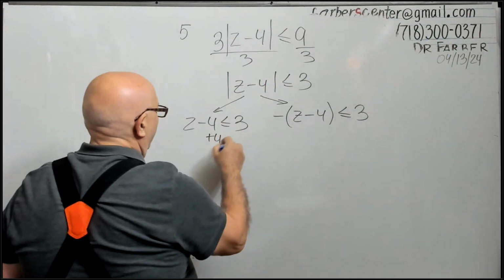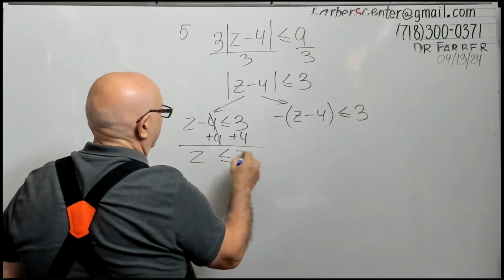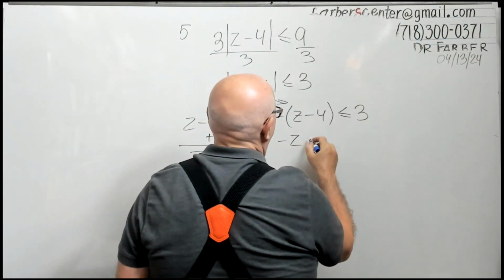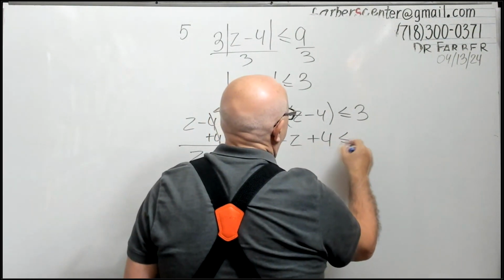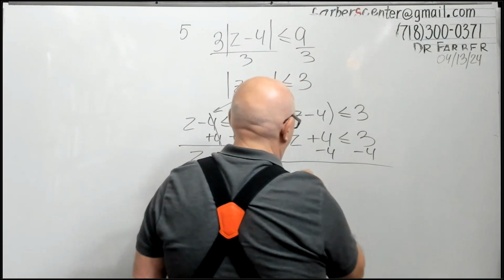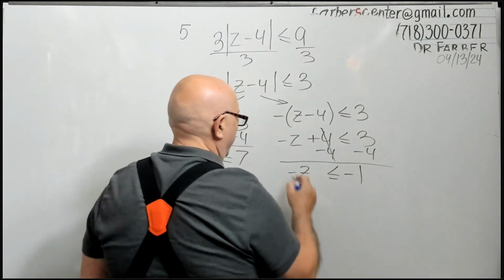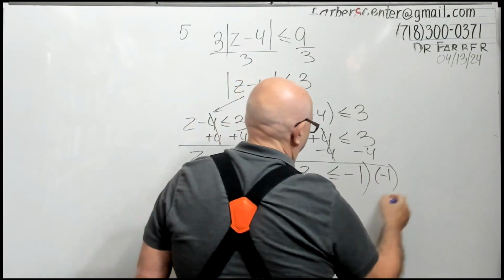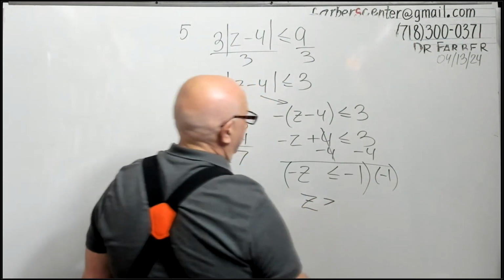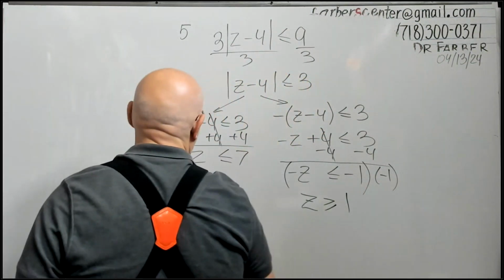Now plus 4 and plus 4, and you get z less or equal to 7. And this is negative z plus 4 less or equal to 3, minus 4, minus 4. You get negative z less or equals to negative 1, or if you multiply both parts by negative 1, you get z greater or equals to 1. And write the solution set for this, right?